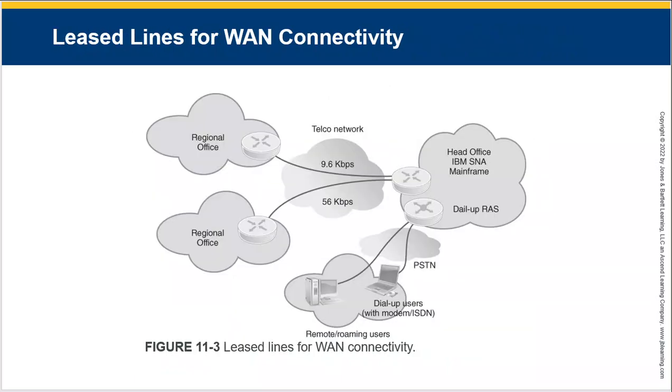For leased lines, like I said, you could get different speeds. Very common was what was called a T1 line, which gave us 1.5 megabit per second, but it was very, very expensive. And you had to pay that cost every month, so it adds up over time. We also had T3 lines, and those were 45 megabit per second.